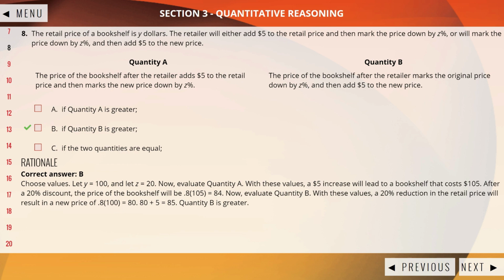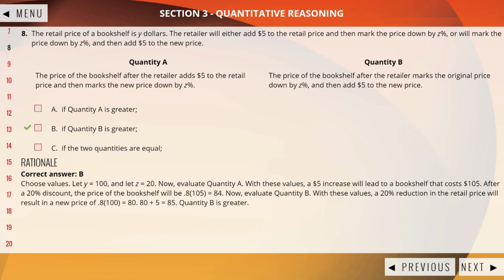But they didn't. So they're going to say I got that wrong. But where in this does it say that Z can't be 0? It adds 5 and then marks down the price by Z%. They said nothing about Z. And if Z is 0, watch what happens.